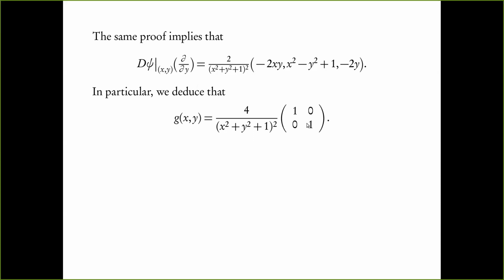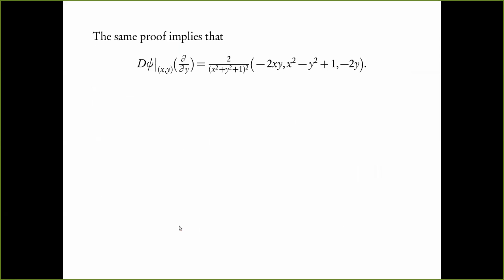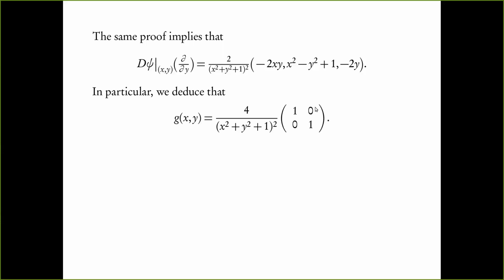This lower diagonal entry is 4 over this. And this quantity is nothing but the length square of this. Similarly, the length square of this is going to be 4 over r square plus 1 whole square. And it should be clear from how things are defined that this vector is perpendicular to the corresponding vector for d by dx. That contributes 0 in the off diagonal terms.